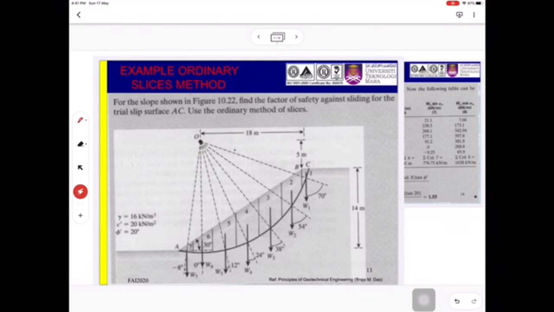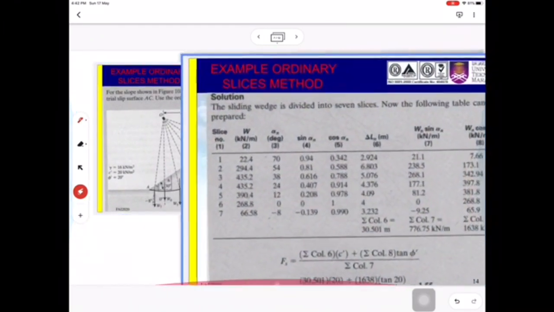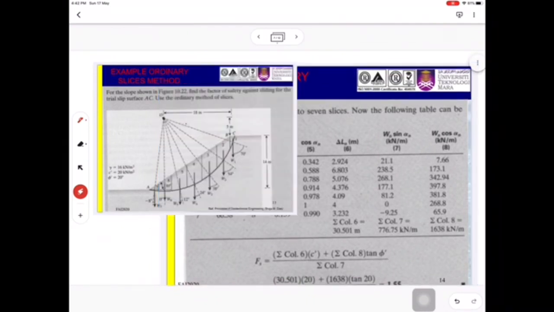From this figure you can see how many negative alphas. Alpha 7 is negative. How about alpha 6? Alpha 6 is equal to 0, because it is immediately under the point O. Alpha 1, 2, 3, 4, and 5 are positive. Now we look at the solution.